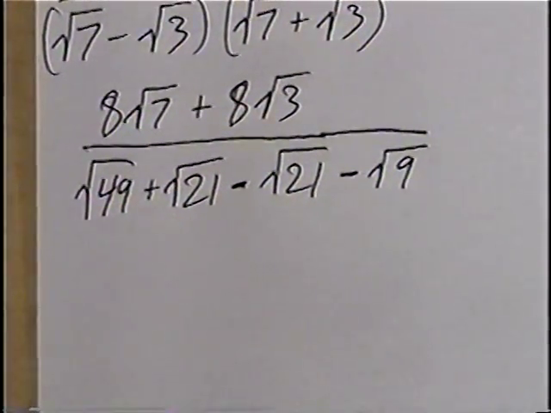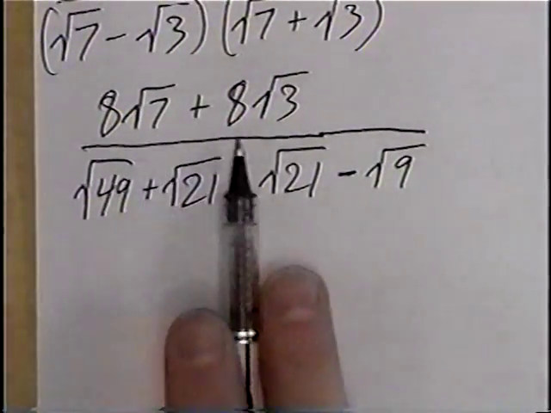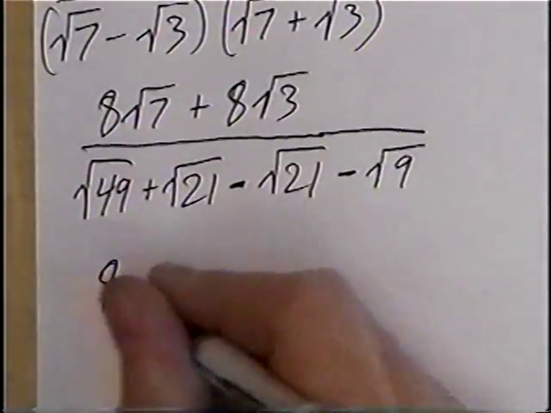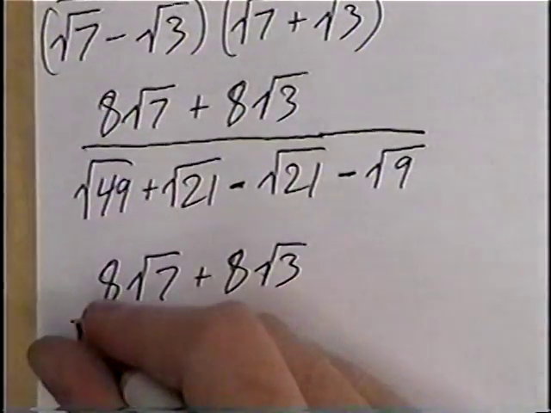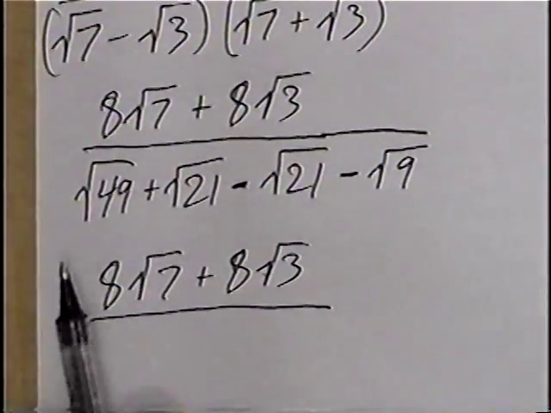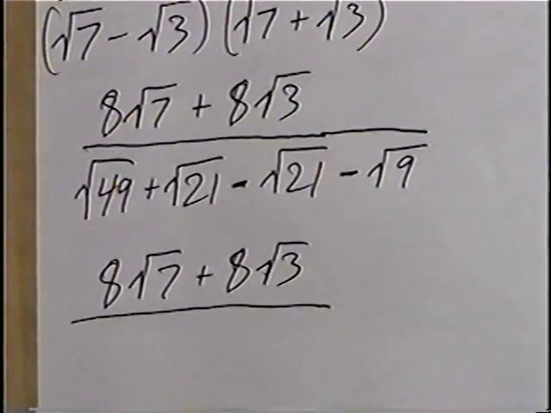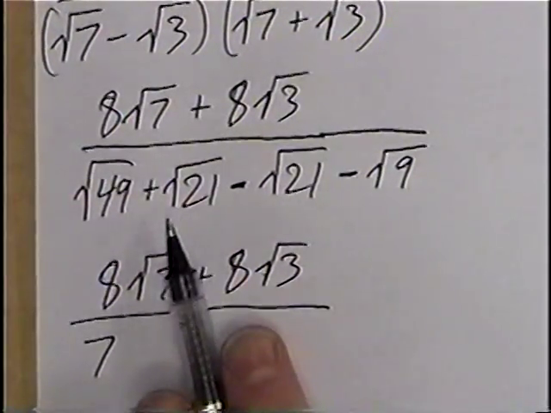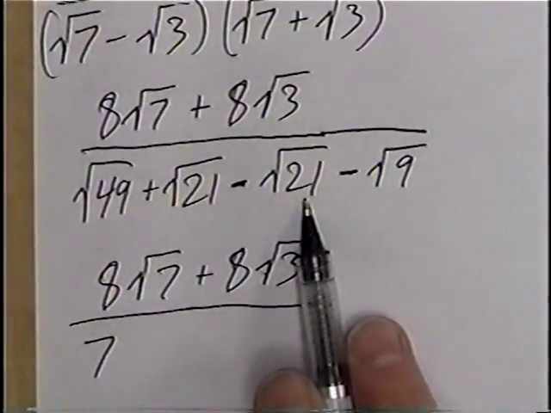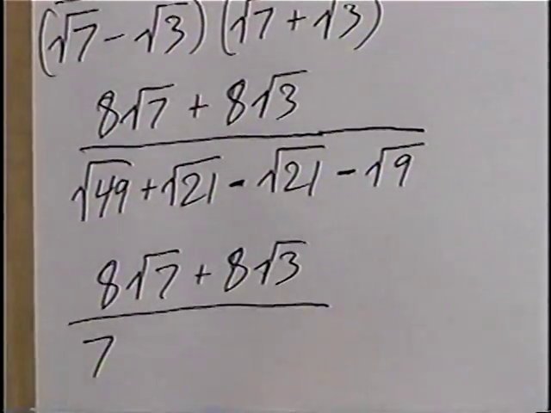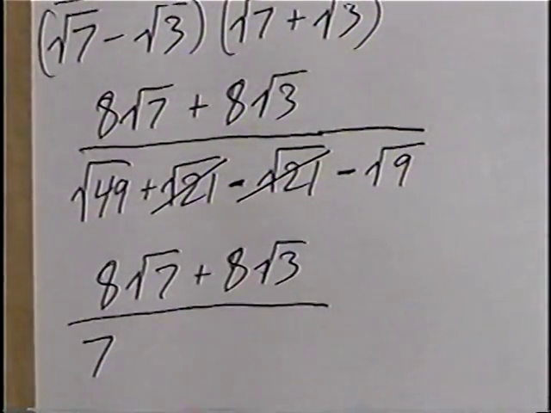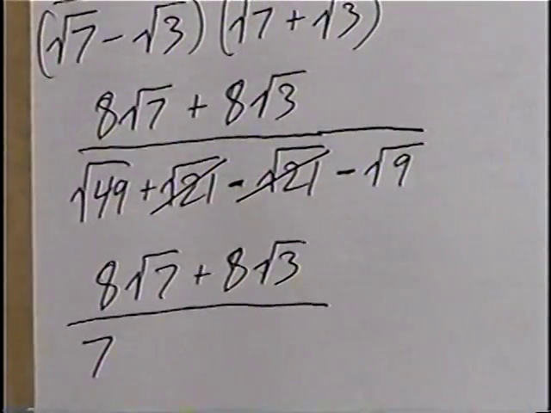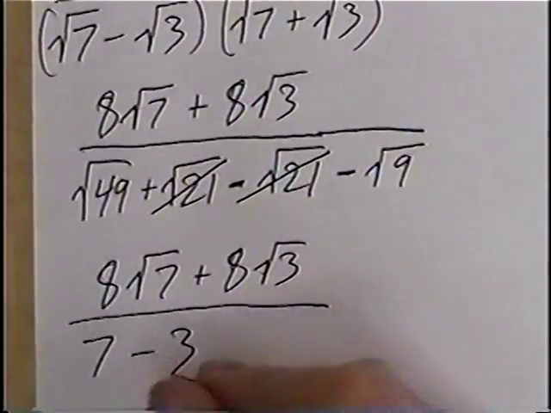Simplifying from here, the numerator cannot be simplified. We have different radicals, radical 7 and radical 3, so that would stay the same. For the denominator, we have radical 49 or square root 49. Square root of 49 would be 7. The middle two terms, plus radical 21 minus radical 21. These are the same numbers but opposite signs. So a positive radical 21 and a negative radical 21 will cancel out. And we'll be left with minus radical 9. Taking the square root of 9, that would be minus 3.